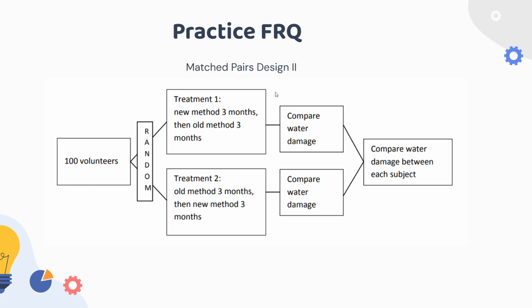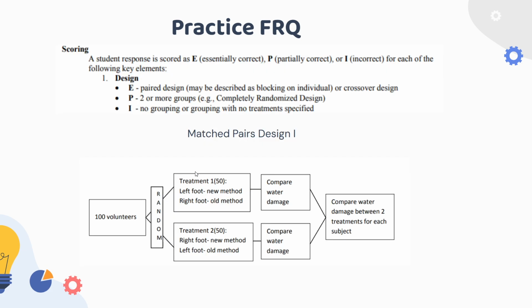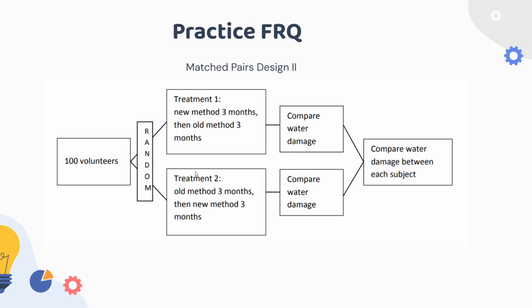Moving on. This is the second pair. You can do the new method for 3 months, then the old method for 3 months. This is a crossover design. We don't really need to learn this. This is really weird. If you say this, you get an E. This one is fine. It works. It'll get you the good score.